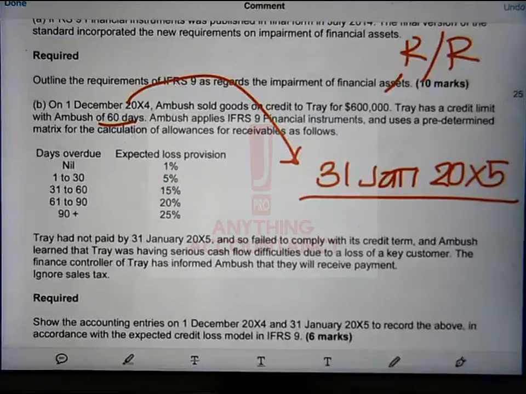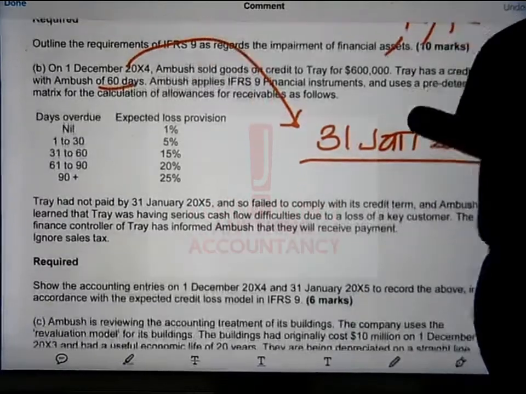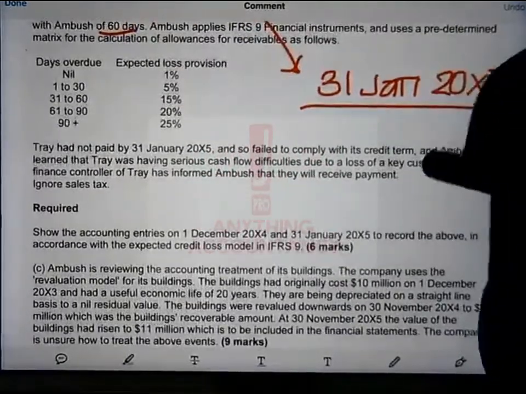Okay, Trade did not pay by 31st January and so failed to comply with credit terms. Ambush learned that Trade is also having serious cash flow difficulties due to loss of key customers. Financial control: Trade has informed Ambush that they will receive payment and ignore tax. Okay, show the accounting entry for 6 months only to record the above.